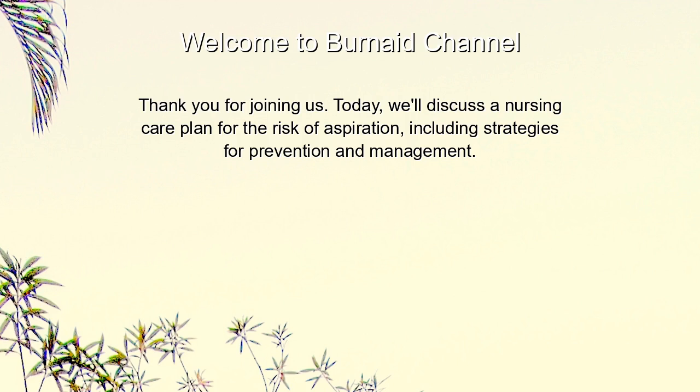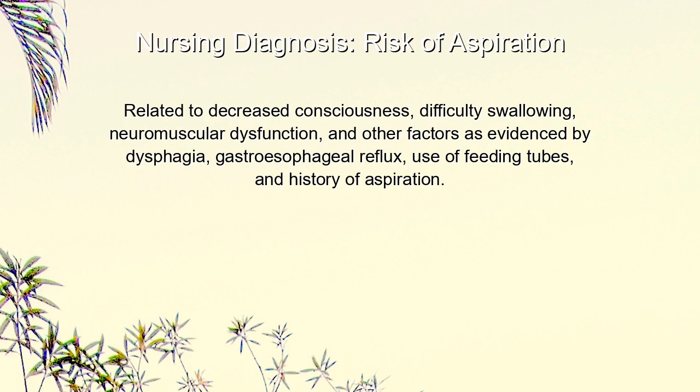Today, we'll discuss a nursing care plan for the risk of aspiration, including strategies for prevention and management. Nursing diagnosis: risk of aspiration, related to decreased consciousness, difficulty swallowing, neuromuscular dysfunction, and other factors, as evidenced by dysphagia, gastroesophageal reflux, use of feeding tubes, and history of aspiration.